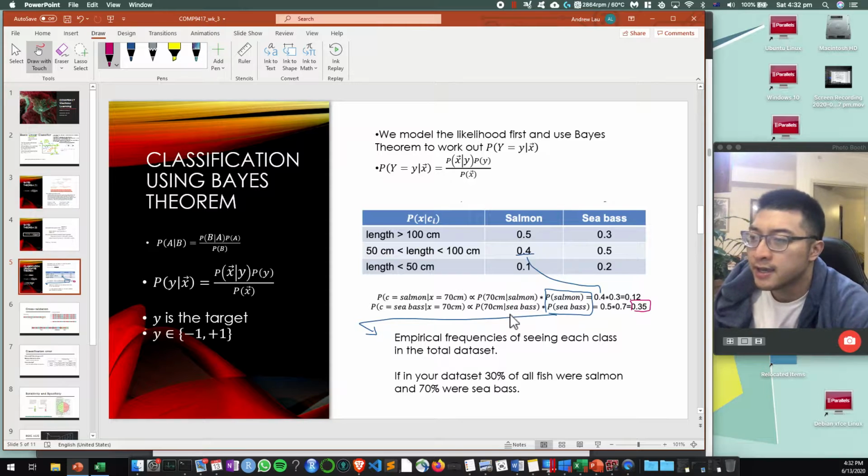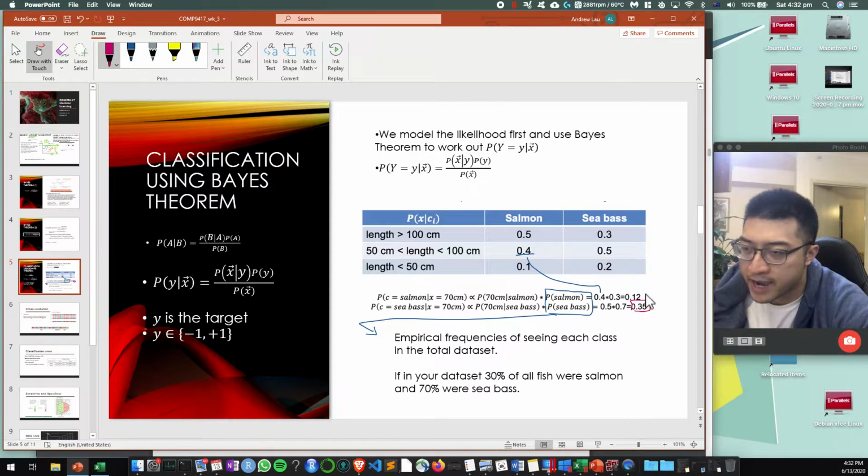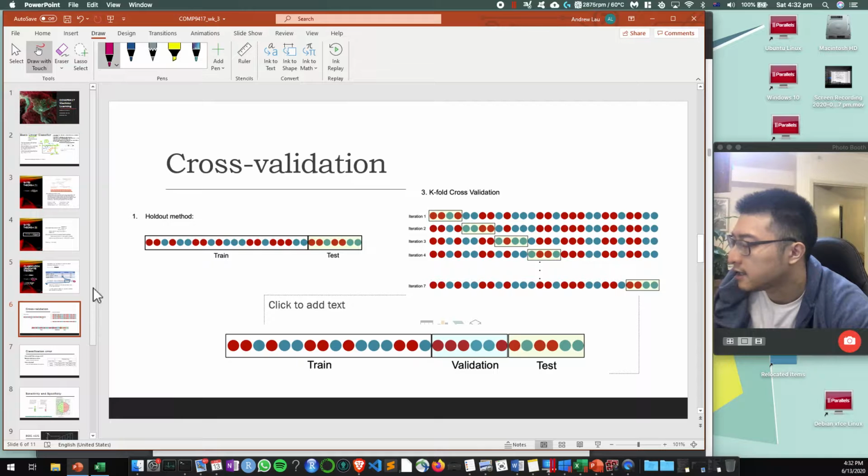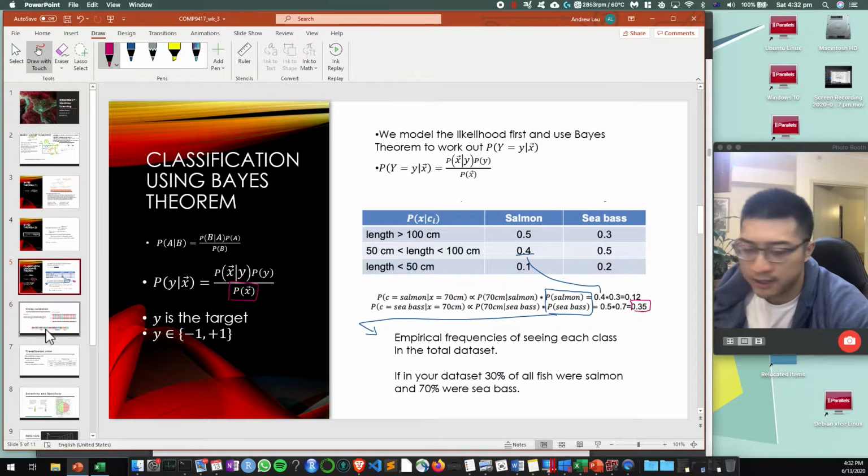Note this doesn't add up to 100% because we haven't divided by this. If we divide by that, then it would scale to 100%. But here we're just trying to maximize, so it's not entirely necessary.